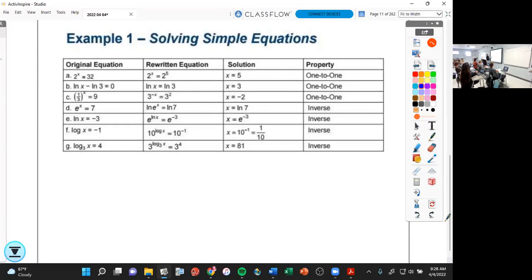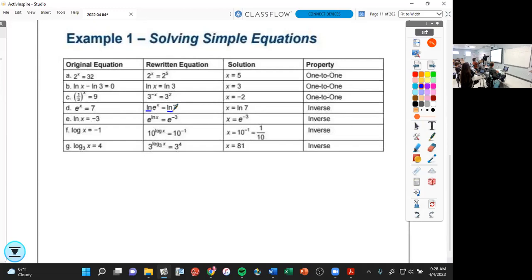So if e to the x power is equal to 7, if I take the natural log of both sides, because that's the inverse of exponential, natural log of e basically cancels, giving me x equals natural log of 7. I did the inverse. I had an exponential. I needed to undo an exponential. I take the log of both sides.